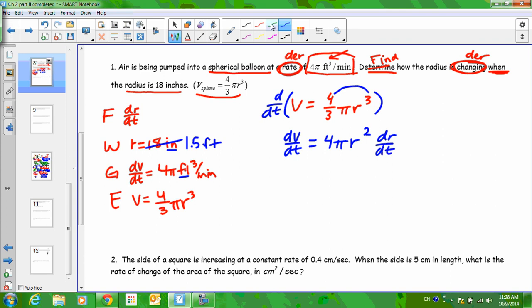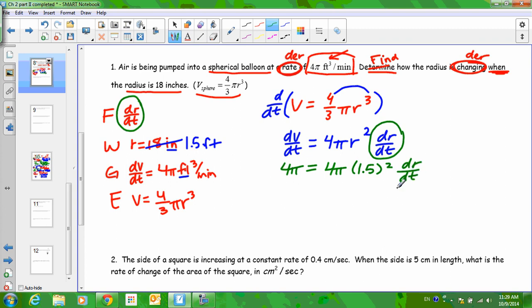Okay, the next part is, we did the hard part. The next part's the easy part, okay? Remember, we're trying to find dr over dt. This is what we're trying to find. So everything else, we should be able to plug something in. So dV over dt, that's right here. That's 4 pi. All right, 4 pi r, okay, that's 1.5 squared dr over dt.